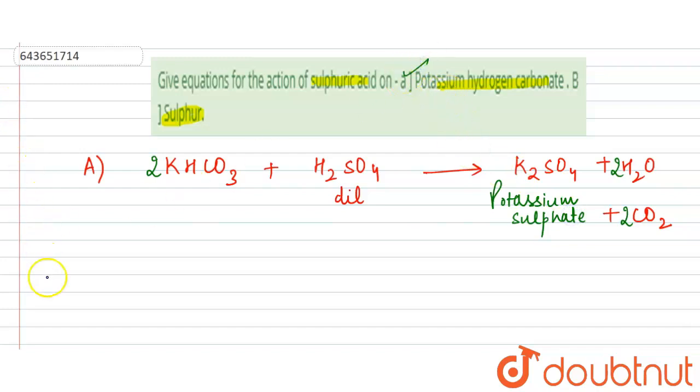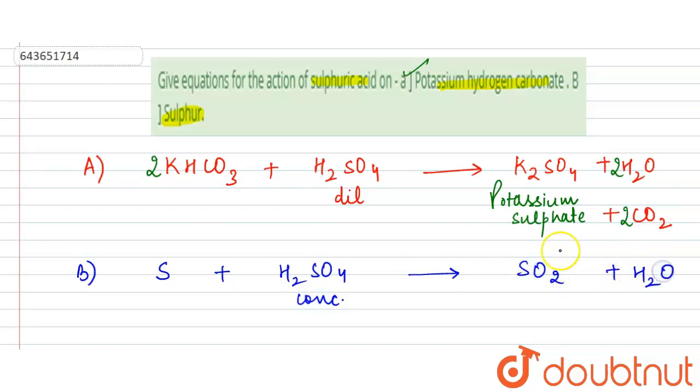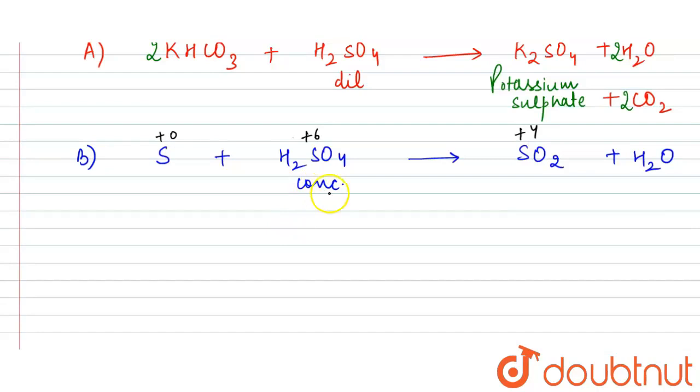Now if we discuss part B, that is the action of sulfuric acid on sulfur, that is sulfur plus H2SO4, which here will be concentrated. It will lead to the formation of SO2 plus H2O. Here the S is in the 0 oxidation state, here it is in the plus 6, and here it is in the plus 4. So H2SO4 behaves as an oxidizing agent, which means it is getting reduced to SO2.